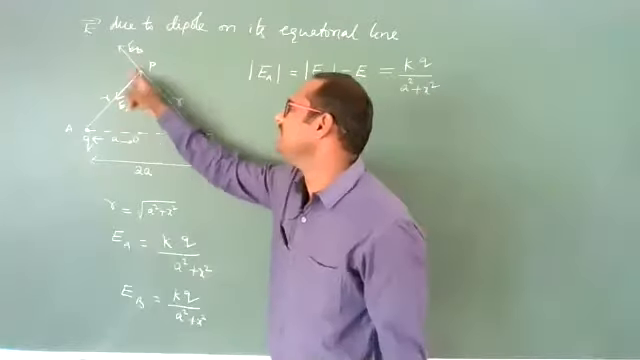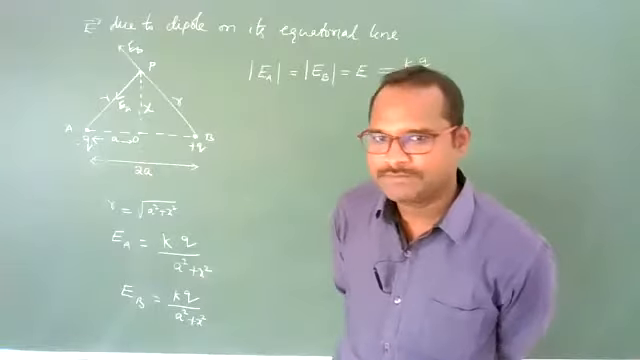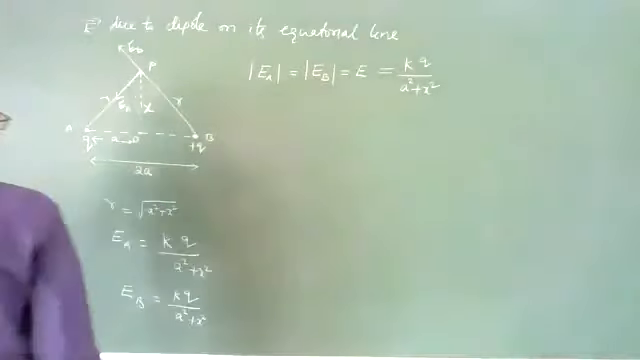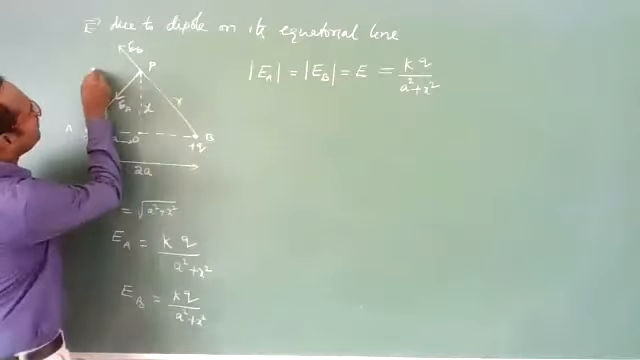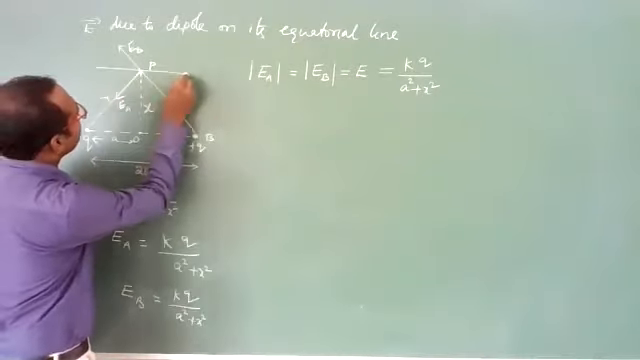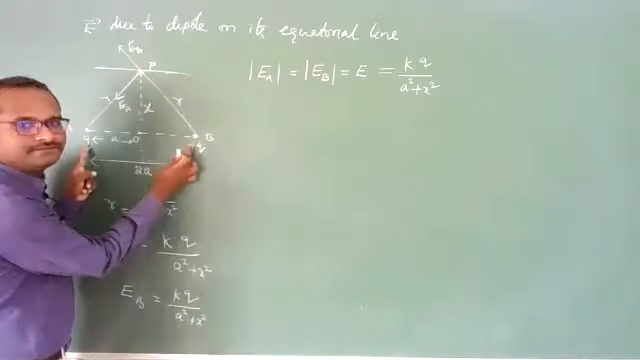EA is one vector, EB is one vector. Let us divide them according to their components. Clear? Yes. That is what I am going to do now. Let us draw one horizontal line at point P, which is parallel to the dipole.